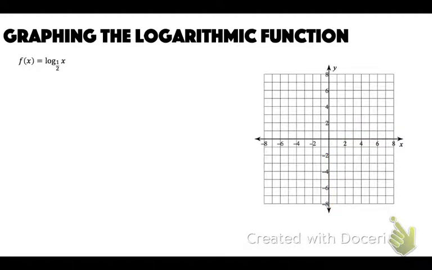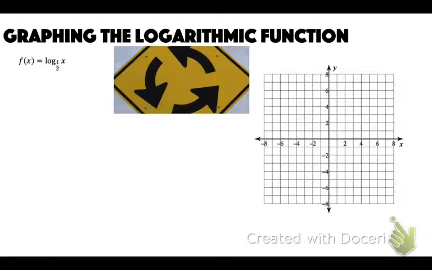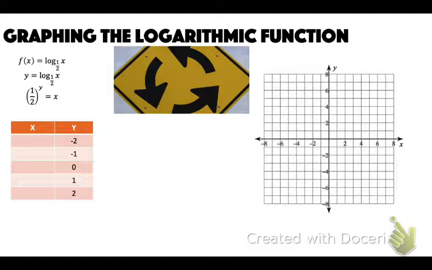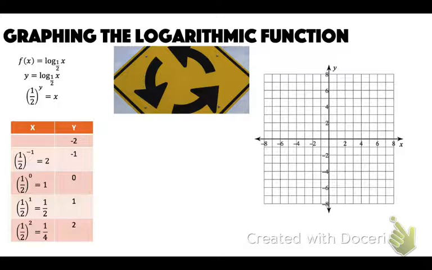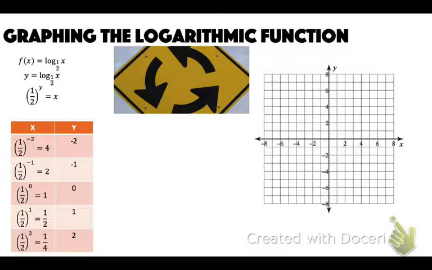So this one's going to be strictly decreasing. So, switcheroo, this is going to be y equals log base 1/2 of x. So that's 1/2 to the y power equals x. And then I'm going to put negative 2 to 2 for my y values. So that's 1/2 to the 0 is 1. 1/2 to the first is 1/2. 1/2 squared is 1/4. To the negative first is 2. And to the negative second is 4. So then 4, negative 2; 2, negative 1; 1, 0; 1/2, 1; and 1/4, 2.